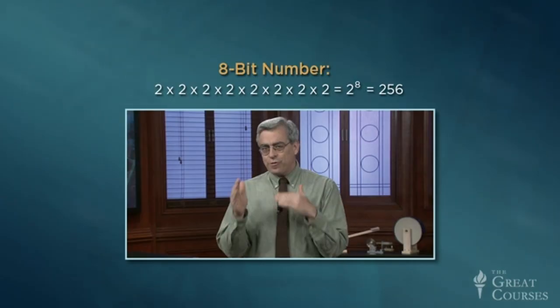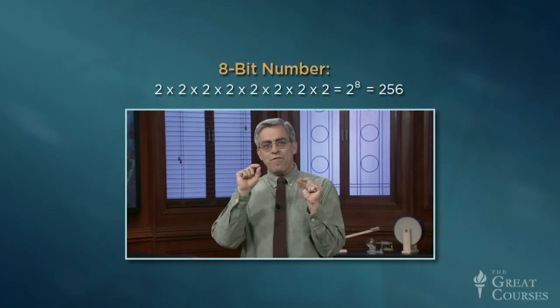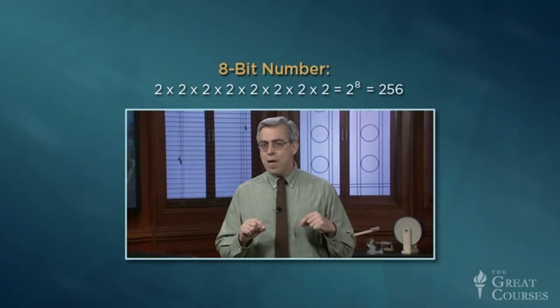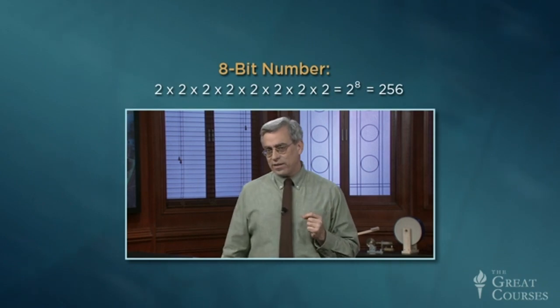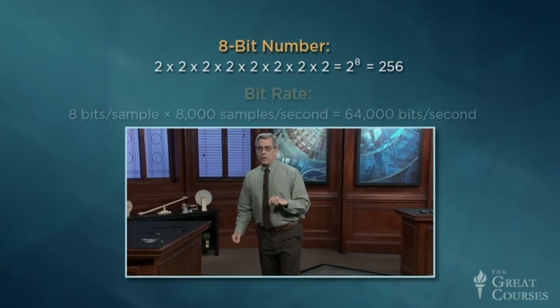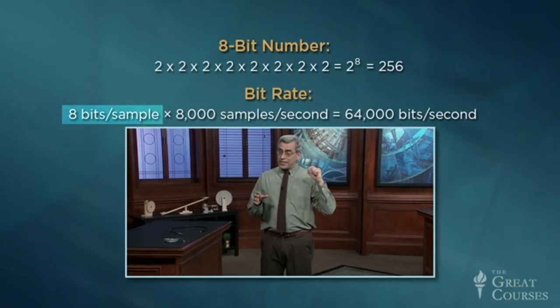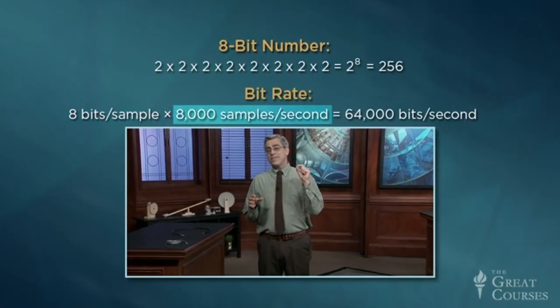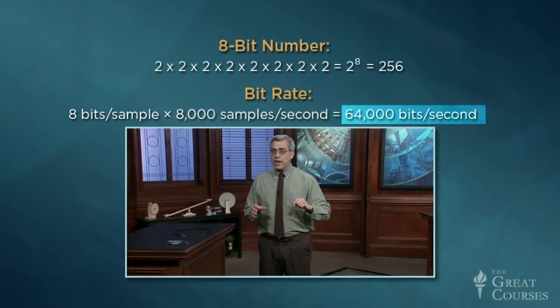Thus, my digitized voice is actually a series of 8-bit numbers, each representing the volume of my voice at an instant in time, measured and sent down the line 8,000 times every second. The resulting rate of data transfer, called the bit rate, is 8 bits per sample times 8,000 samples per second equals 64,000 bits per second.